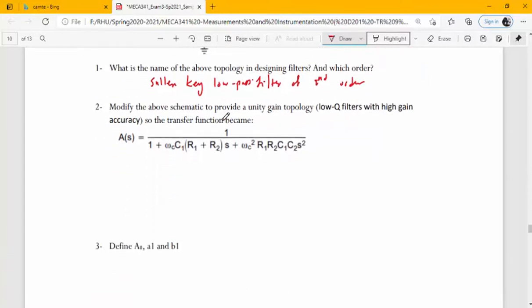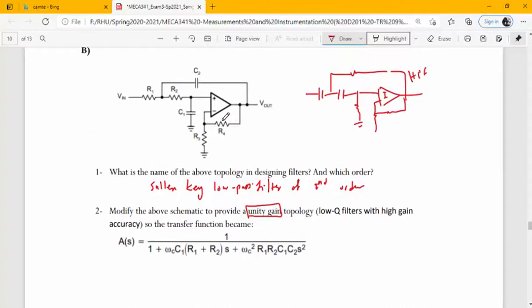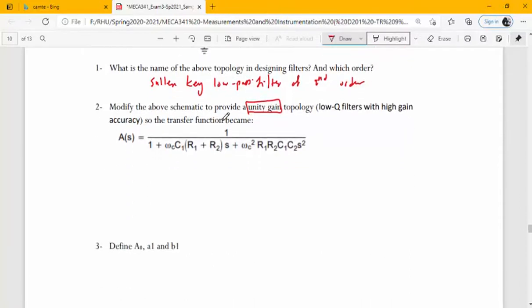Now we need to modify the above circuit to provide a unity gain. This is a very important topology. For unity gain, we need to have a feedback of 1. So the V out is returned back, like in a buffer circuit, of unity gain.